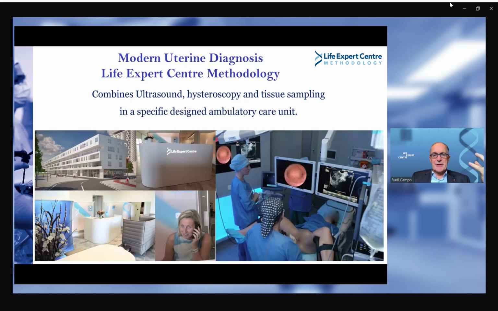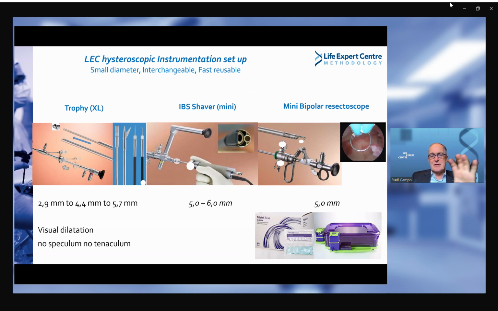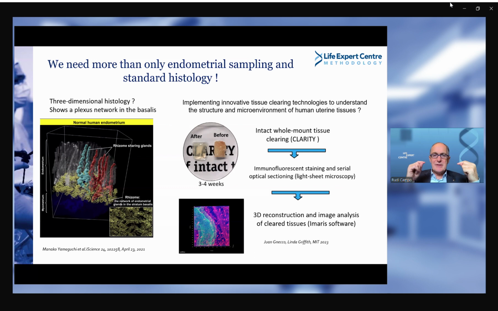And so we come to the so-called, as we work in Belgium in the Life Expert Center, combination of ultrasound, hysteroscopy, and tissue sampling. In a specifically designed ambulatory care unit, we use the trophy, if necessary, but in adenomyosis, the shaver is less important, the trophy and the mini bipolar resectoscope. And then we need sampling. I will not go into the sampling technology, but you have to understand that histology today is prehistorical.